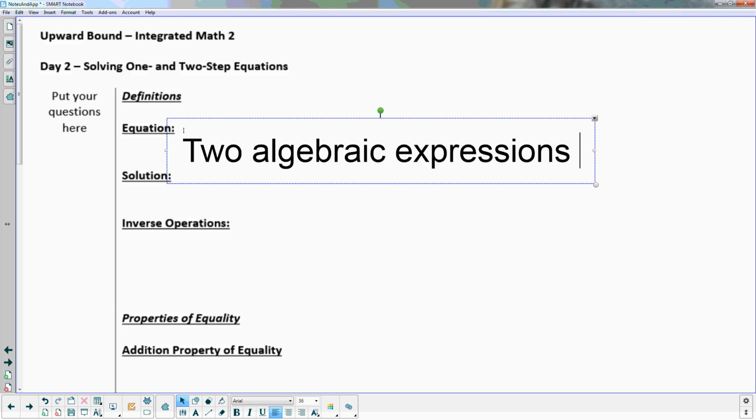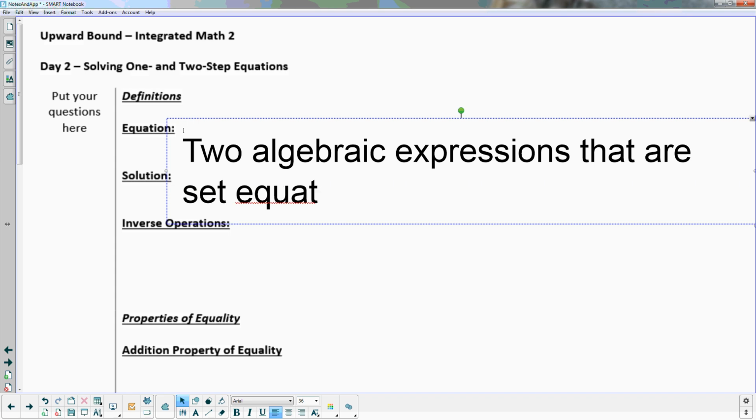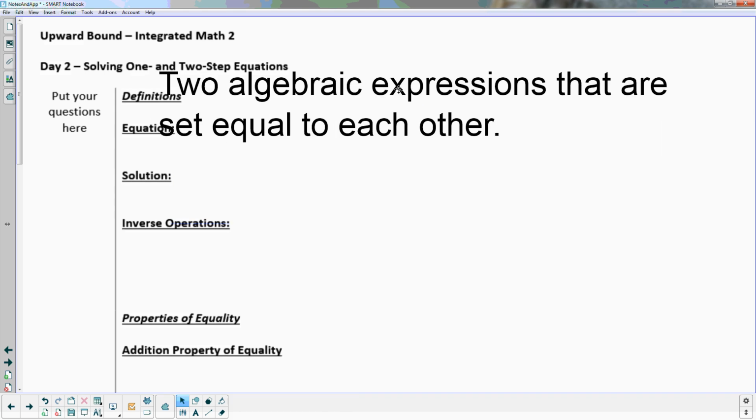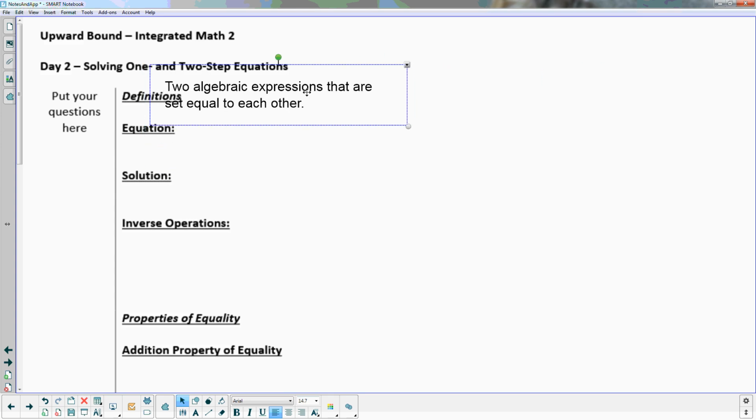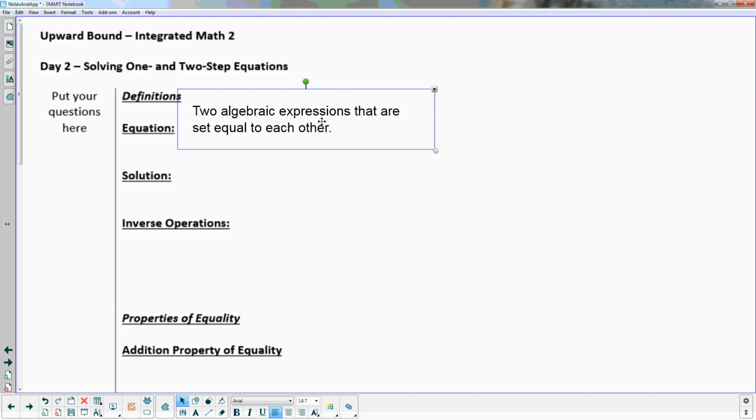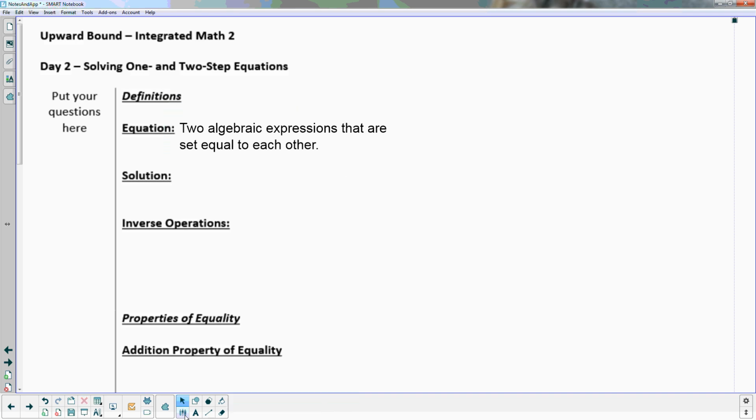The first one is the definition of an equation, and an equation can be defined by two algebraic expressions that are set equal to each other. So two algebraic expressions that are set equal to each other. What does that mean in terms of what we see? In terms of what we see, that could be something like x plus 10 equals 30. Those would each be algebraic expressions, as difficult or as easy as they are.